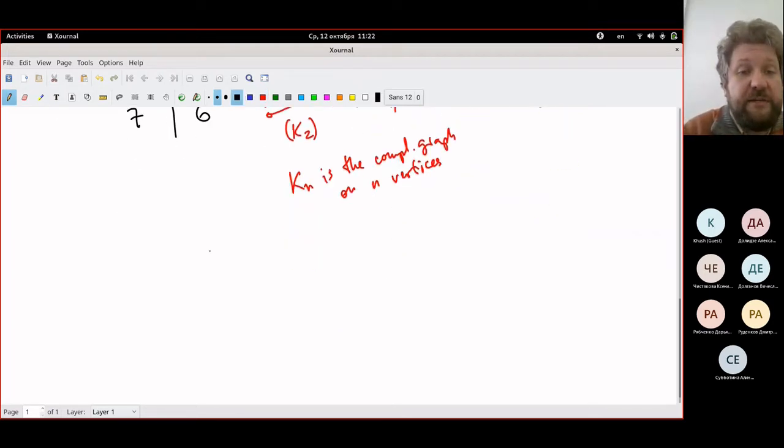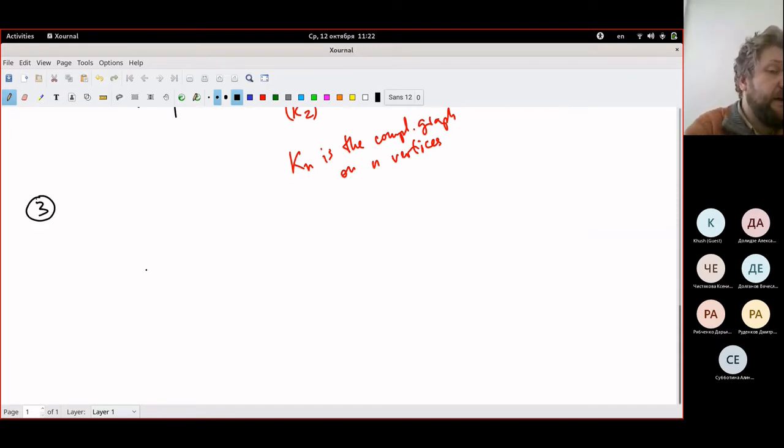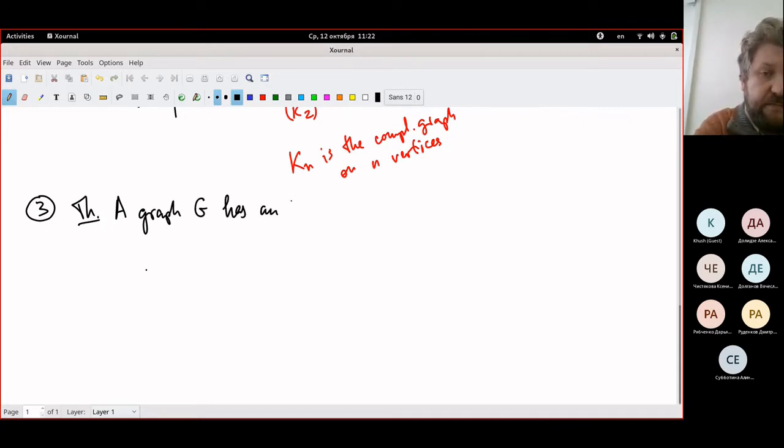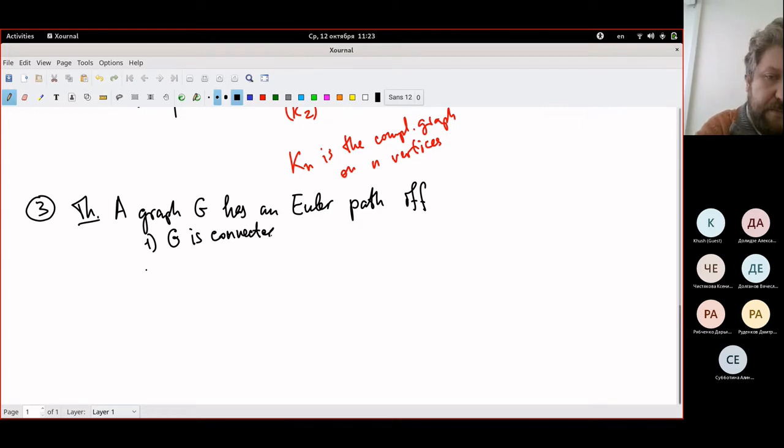And now we go to problem number 3, and in problem number 3, we'll formulate this theorem, how to understand whether there is an Euler cycle. The theorem: a graph G has an Euler cycle, a path, sorry, not necessarily a cycle, if and only if, first, G is connected, it's of course necessary. And second, G has not more than two vertices of odd degree.